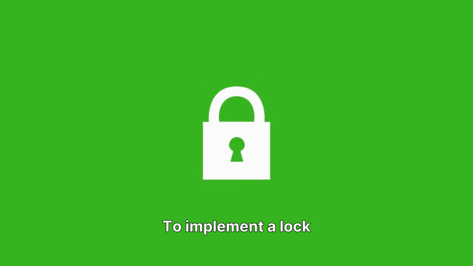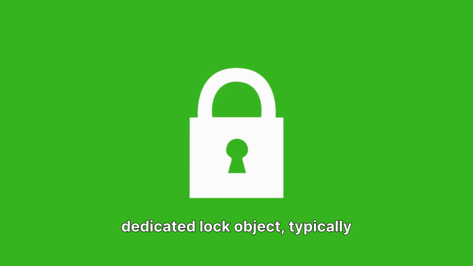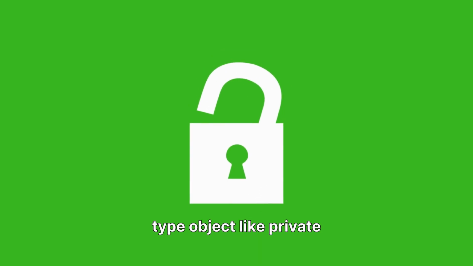To implement a lock statement, you define a dedicated lock object, typically a private, read-only reference type object like private readonly object _lockObject = new object(). You then wrap the critical code, which accesses the shared resource, within the lock block. This ensures the lock is properly managed and helps prevent deadlocks.